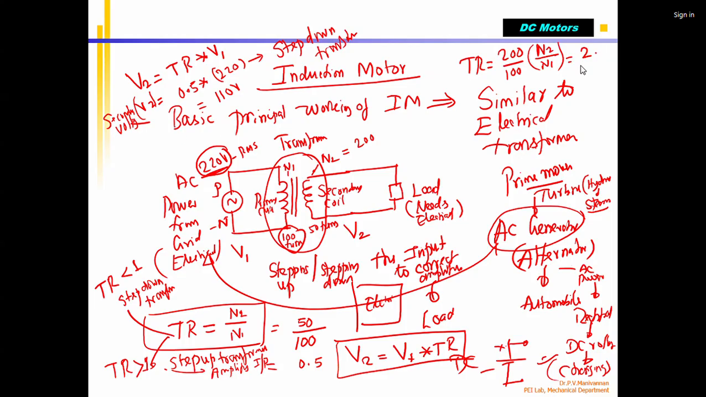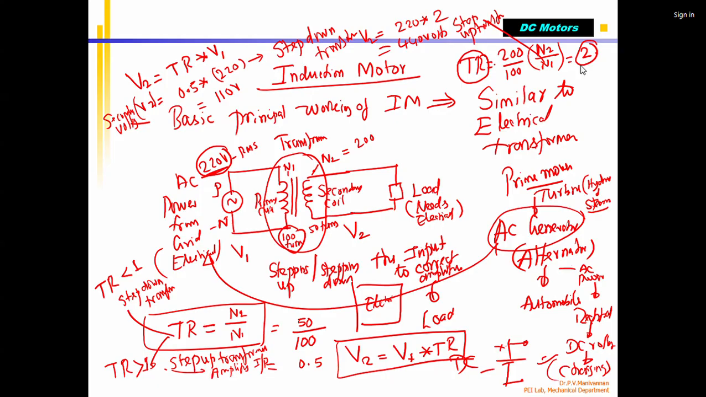Now, if I give the same 220 volts input, the input 220 multiplied by transformer ratio 2 gives V2. It is going to be 440 volts. So this transformer, which has transformer ratio equal to 2, is called a step-up transformer. From this, we understand the transformer can amplify the input voltage by a factor. The factor is called the transformer ratio.